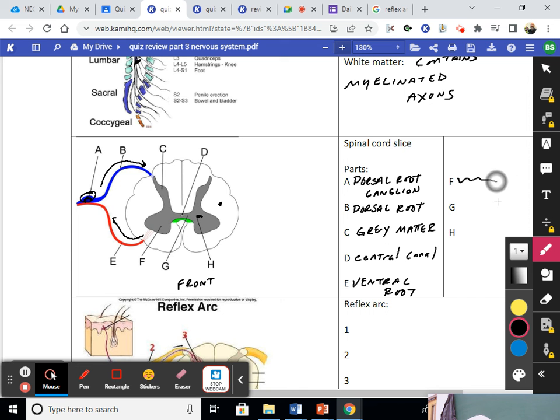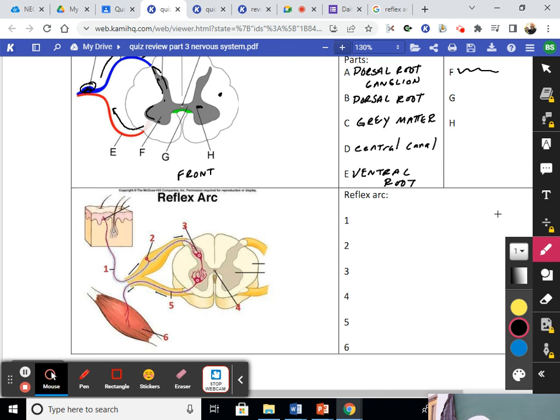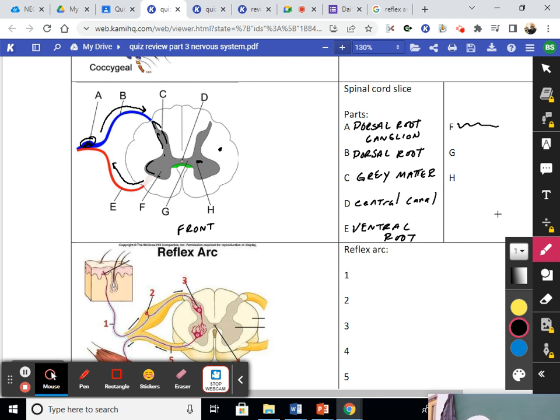F, don't worry about F. They're just talking about, these are called horns. This is a horn. This is a posterior horn. This is an anterior horn. We're not going to get into that. We just want gray matter. And then that's about it. We don't need to even know that other stuff. I would just know that this is white matter also.